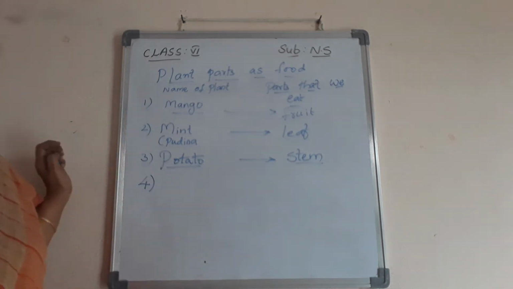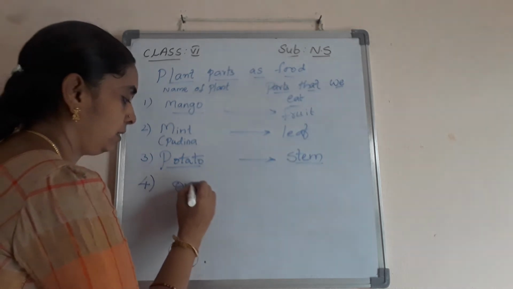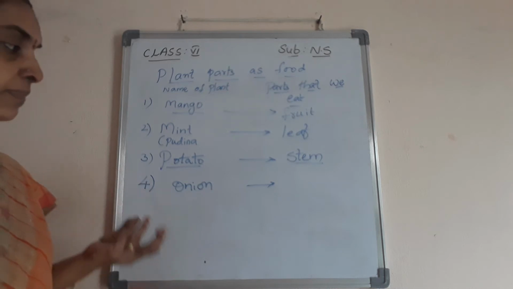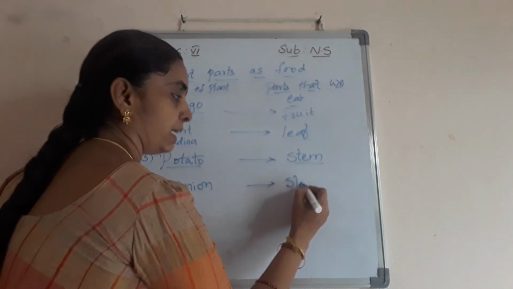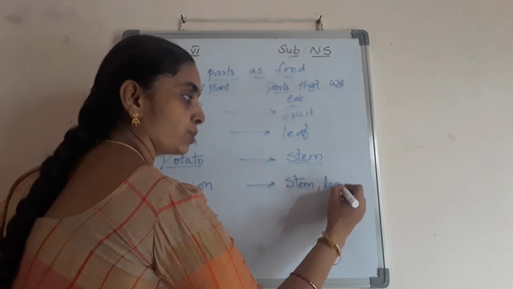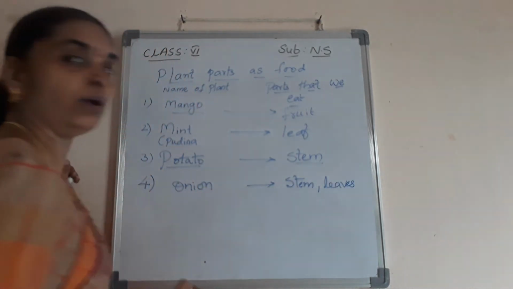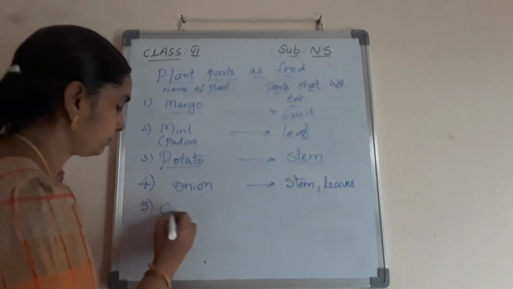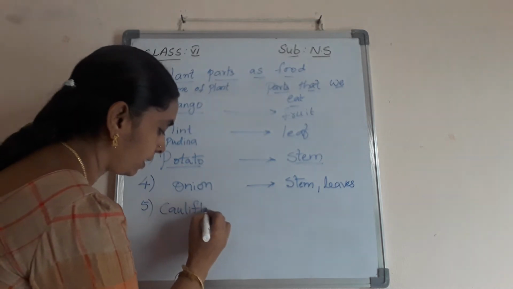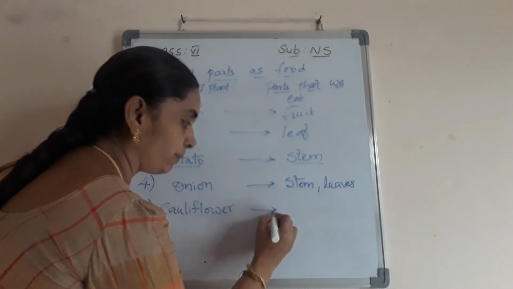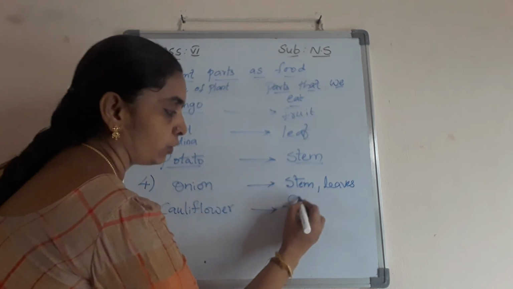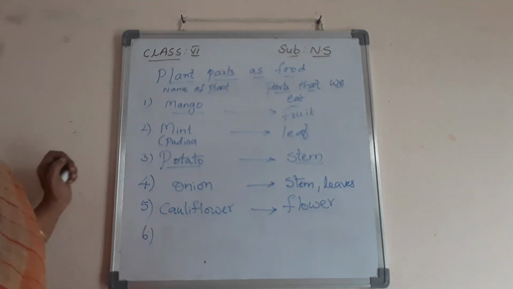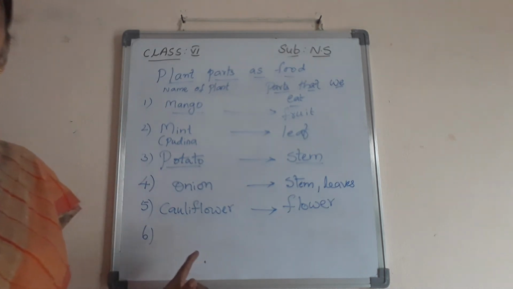Next, the fourth one is onion. In onion you use the stem and leaves. Stem is the main part that you eat, and you eat leaf also. Onion leaves are also used as food parts. And next, cauliflower. The name itself tells you that the part of the plant in cauliflower is the flower. What is that part you are taking as food, children? It is the flower.